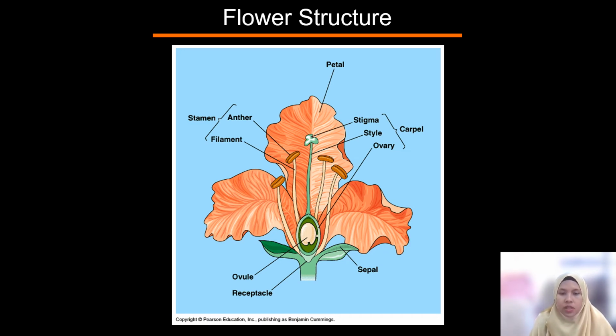Okay, so stigma ni, it is designed, created so that it is a bit sticky, so that whatever yang enter ni, dia releasekan dia punya pollen, dia releasekan dia punya egg dia semua, so it will be stuck through the stigma tu, and then it will go down into the style, and it will meet in the ovule, and so this is where the fertilization process occurs.